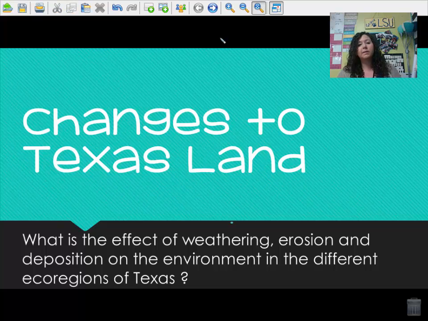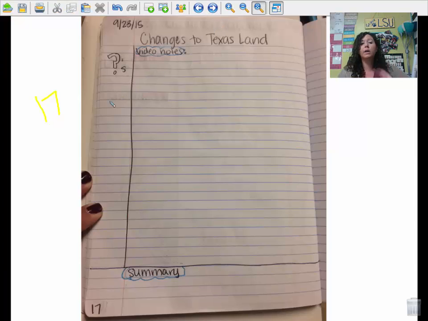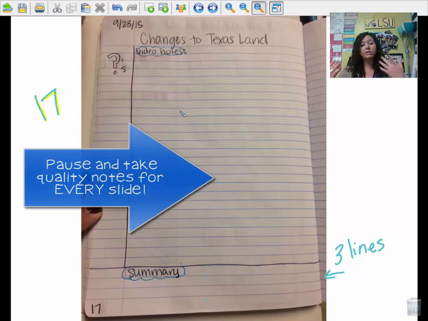So let's go ahead and get started by making sure we have our journal set up for our Cornell notes. You need to be on page 17. Make sure to put your video notes section, your question section, and your summary section. Notice I just left 3 lines for my summary today. We are going to have a bigger chunk of notes that need to go right here, so make sure you will have enough room to take your notes. And please make sure for every single slide you are taking notes because all of the information is important.